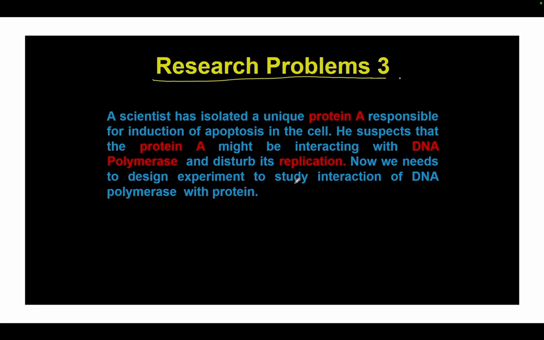Maybe one last problem we'll do. A scientist has isolated a unique protein A, which is responsible for induction of apoptosis. He suspects that protein A is interacting with the DNA polymerase and disrupting its replication. He just wants a quick and easy experiment to study whether protein A is actually interacting with DNA polymerase. Here it is asking to look at protein binding. There are n number of different experiments you can do to show protein binding.